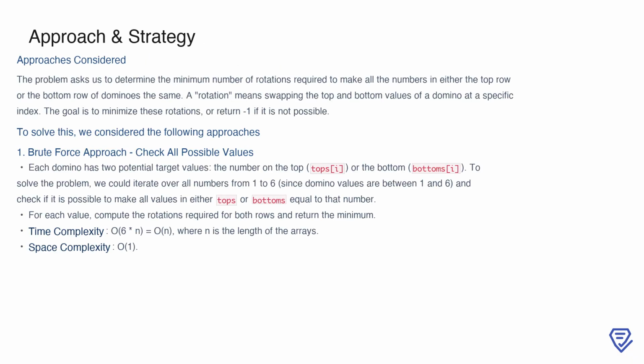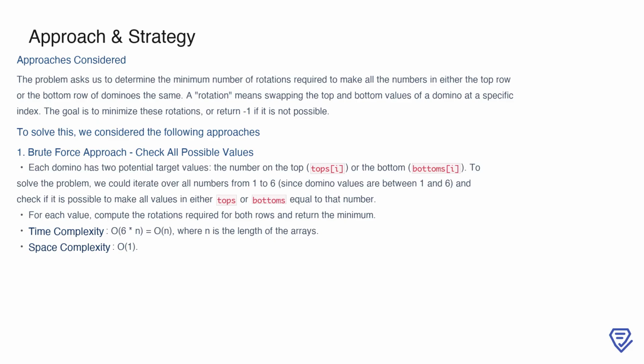To solve the problem of determining the minimum number of rotations required to make all numbers in either the top or bottom row of dominoes the same, we considered several approaches. The most straightforward one is the brute force method. Here, we examine all possible values that could fill an entire row. These values range from 1 to 6, since domino values are constrained to this range.